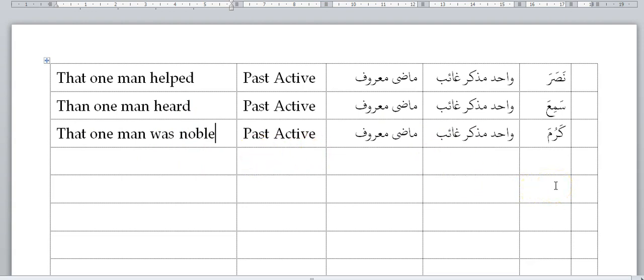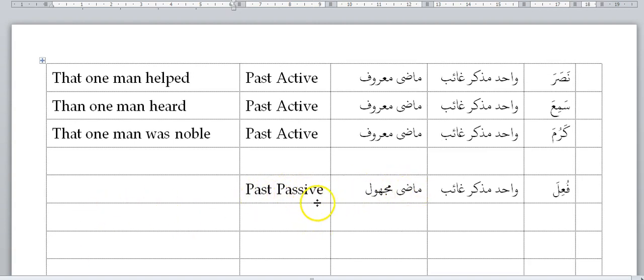And then the next thing is we went on to the Majhul pattern, the Fu'ila pattern. The Fu'ila is again Wahid Mudhakkar Ghaib, but this time Fu'ila, this is the pattern. It's still Madi, it's still past. So Madi Majhul, which means the past passive.